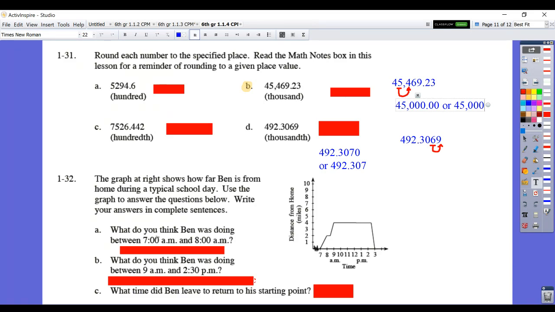So based on that, they want you to answer some questions. What do you think he was doing between 7 and 8? What would make sense to indicate why he ends up going from being at home to about 2 miles away from home? Then what do you think he was doing between 9 and 2:30 during this stretch? What would make sense on a school day for why he is staying at the same location, about 4 miles away from home? And what time did he leave at the end of the day to return to his starting point?